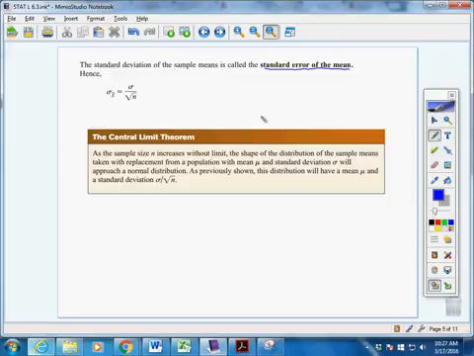That leads us all to our central limit theorem. Whew. Okay, as our sample size increases without limit, the shape of the distribution of the sample means taken with replacement from a population with mean mu and a standard deviation will approach a normal distribution. Why is that important? If it's a normal distribution, we can use those charts and get those areas or those probabilities. This distribution will have a mean, mu, and a standard deviation of the standard deviation divided by the square root of the sample size.